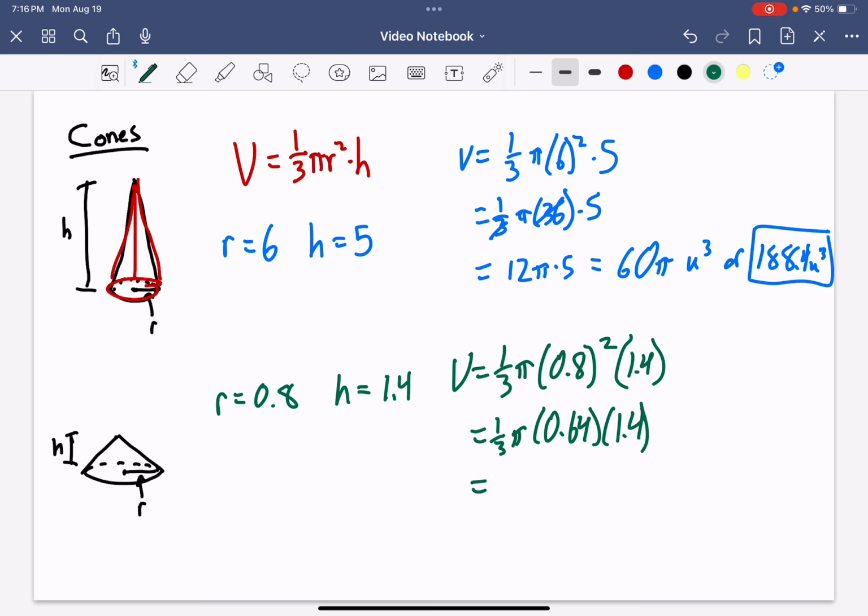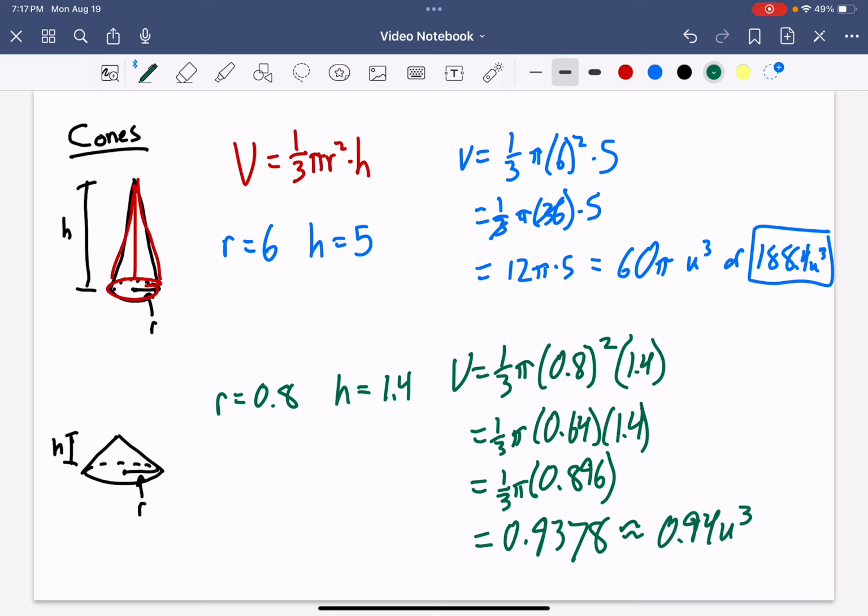And I have 1/3 pi times 0.896. So divide that by 3. And my exact answer, well, this is where it's getting kind of weird. My exact answer is just really funky. So I'm actually going to do the division and times it by pi. So times by 3.14, and use it all in decimals. And so I get 0.9378, which would roughly round to 0.94 units to the third if I were to use an estimate for pi there. All right, very good.